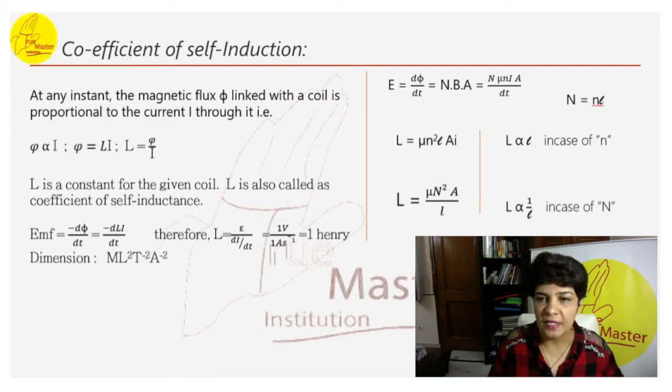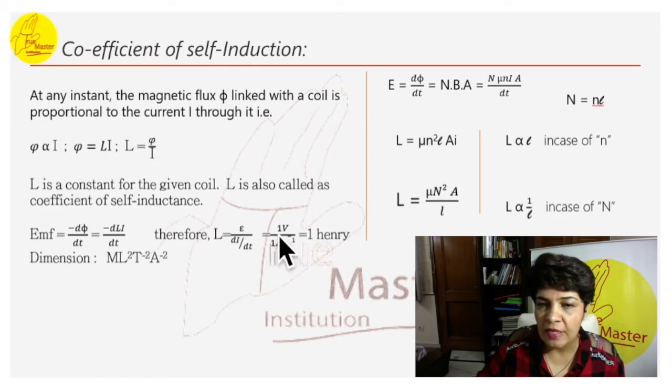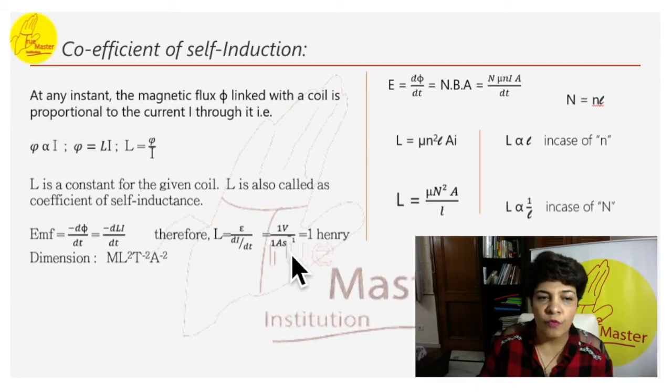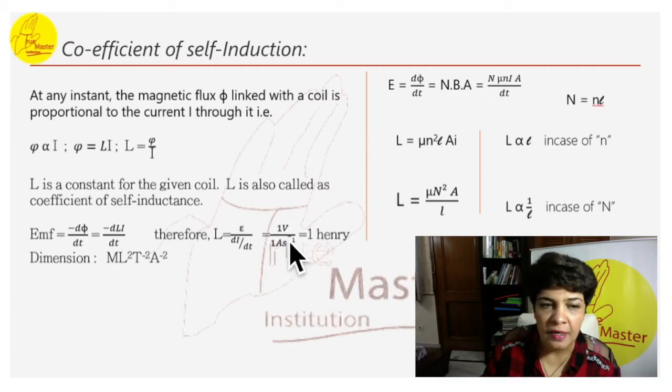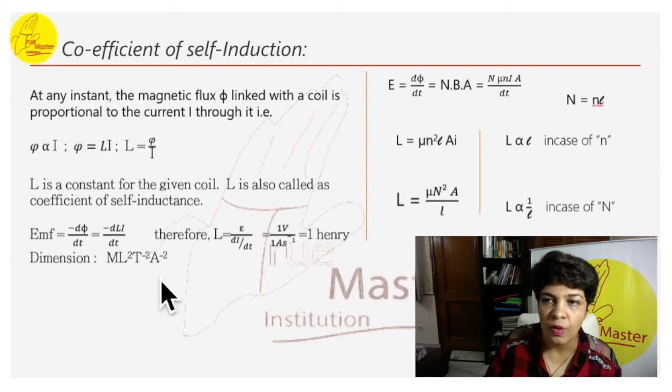The unit of self-inductance is 1 Henry. L is equal to, if we bring the L on one side, EMF by di by dt, and we can write it as 1 V by A s to the power minus 1, which is 1 Henry, and the dimension for this will be M L^2 T^-2 A^-2.